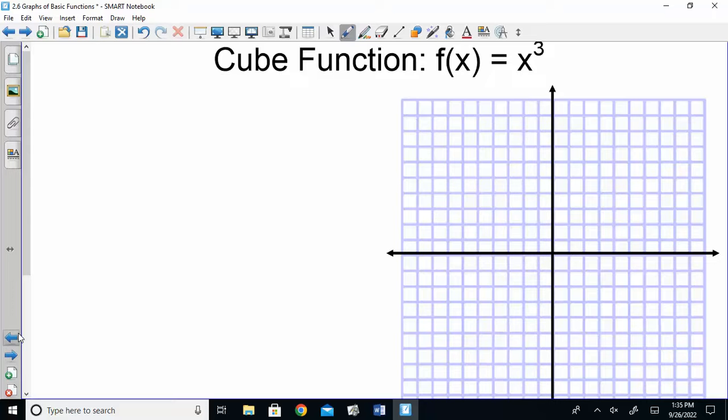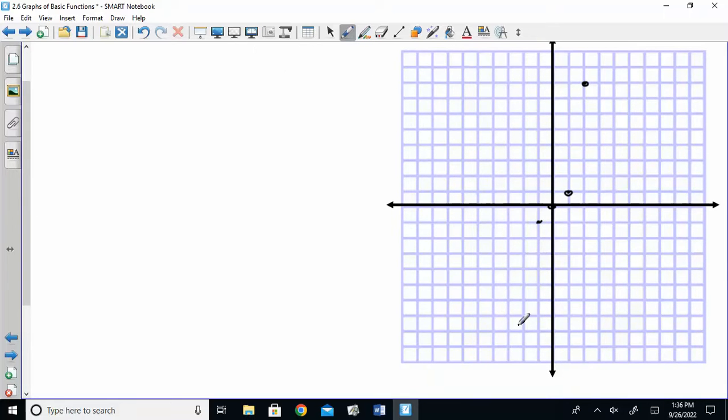Next, our cube function. So x cubed, if we wanted to get some points, we just plug in numbers. 0 cubed is 0. 1 to the third is 1. 2 to the third is 8. Negative 1 to the third is negative 1. Negative 2 to the third is negative 8. You remember seeing this one before? That looks like a chair.